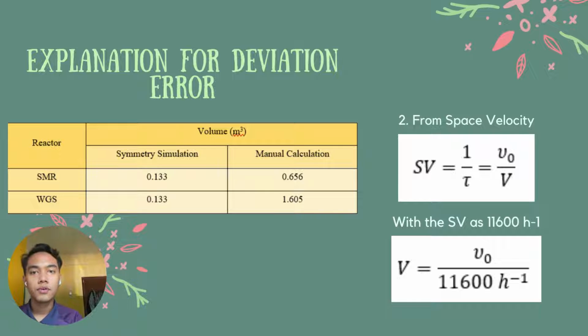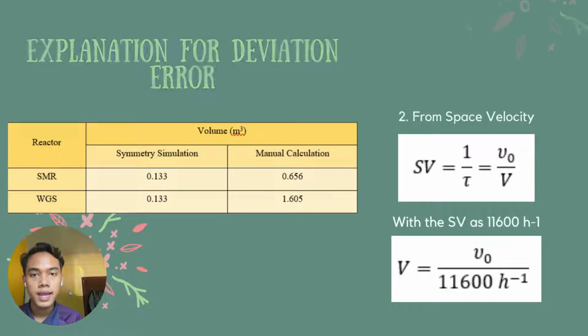Now, this volume of the reactors is very related to the space velocity, which is also related to the initial volumetric flow rate for each component. Now, as the volume of the reactors decreases, we can expect that the initial volumetric flow rate for each component should decrease as well, making it more feasible for that reactor.